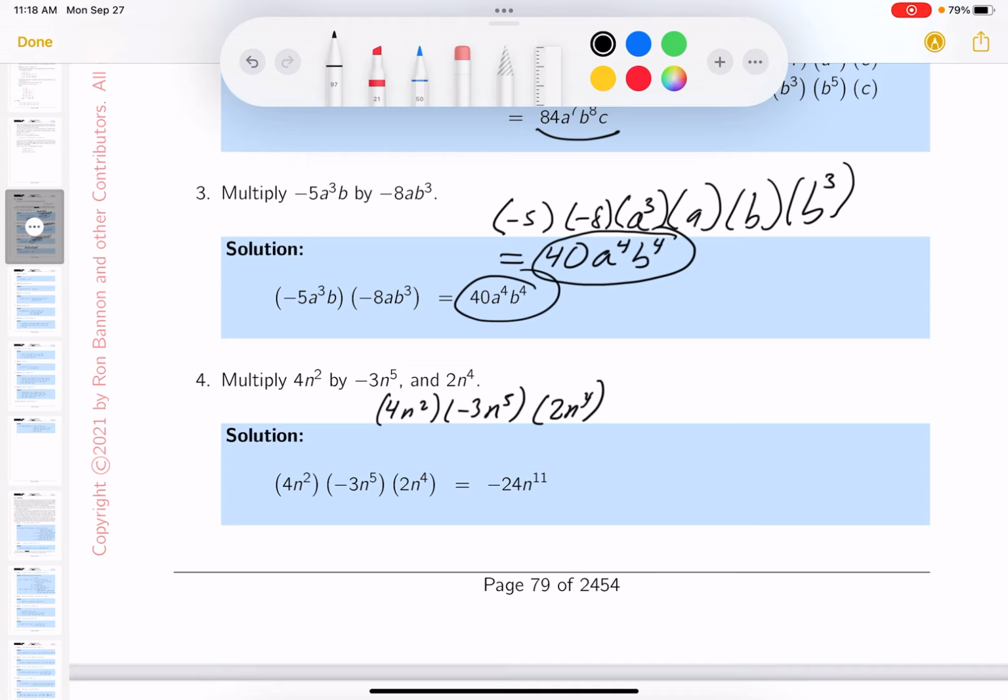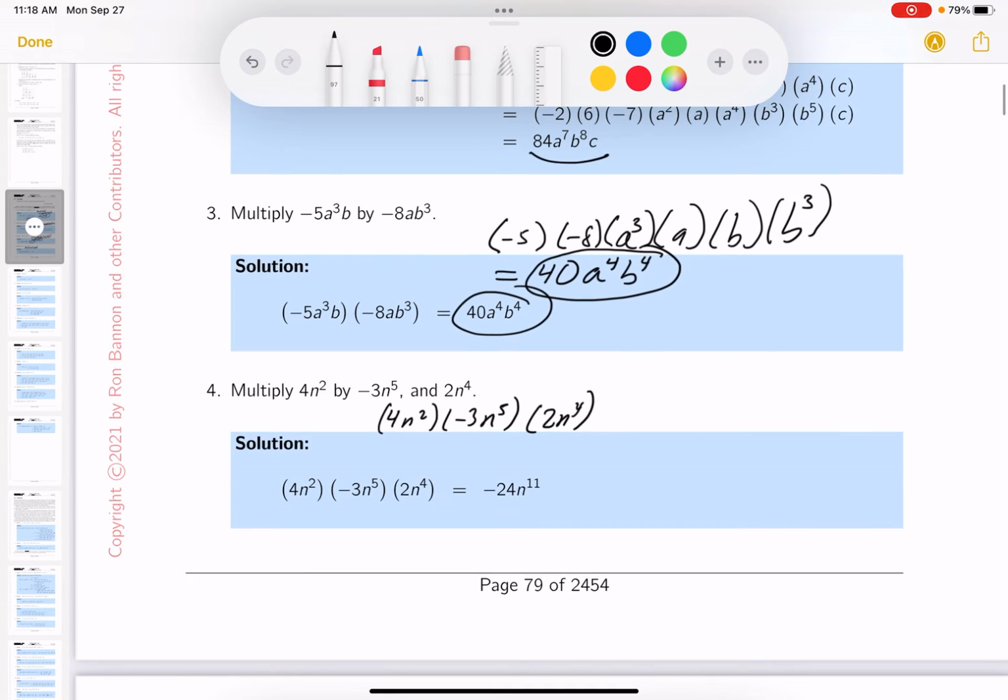And what would you get? Well, 4 times minus 3 is minus 12, and minus 12 times 2 is minus 24. I'm sorry, excuse me. I'm going to do the n's now. So I have 2 factors of n, followed by 5 factors of n. That's 7 factors now, followed by 4 factors. That's 11 factors. Yeah, it's nice to have an answer.